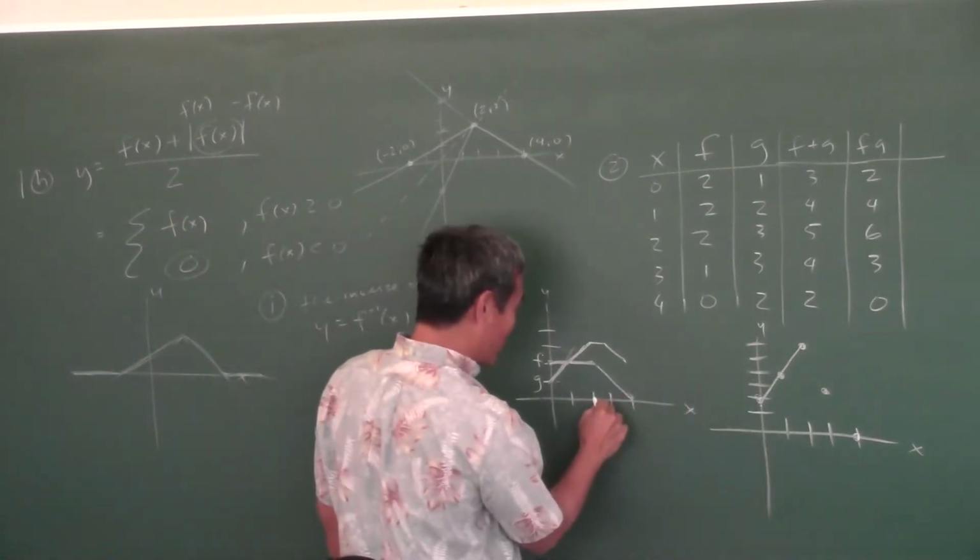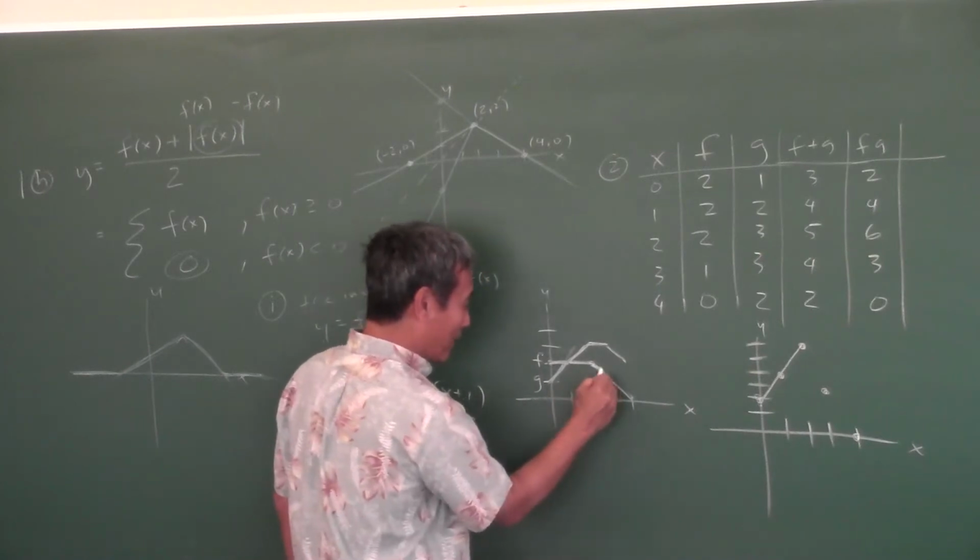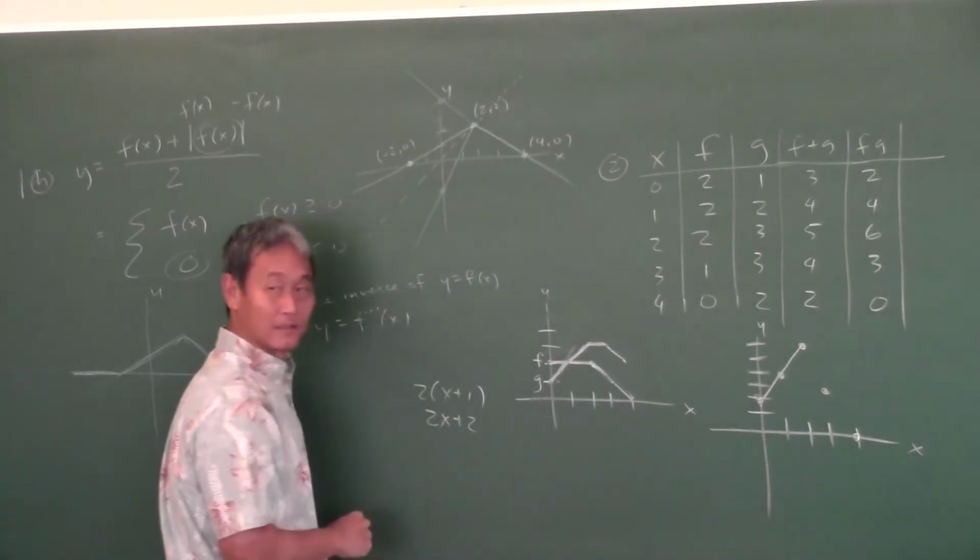Now, what about between 2 and 3? Now f is linear, but now g is constant.